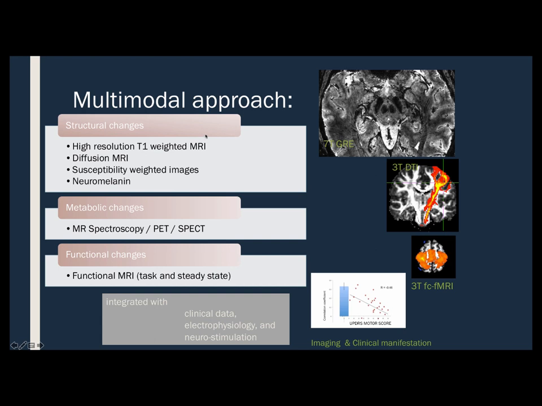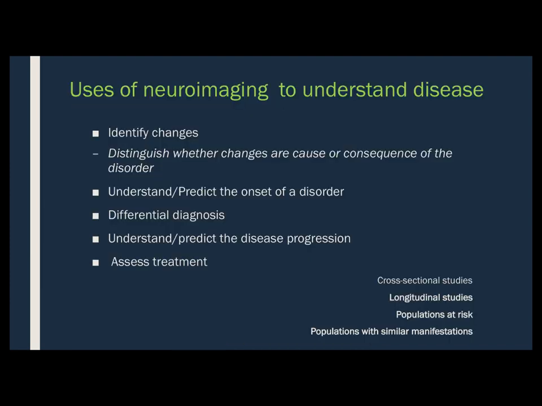And the question is, first, what changes between the populations, but also whether these changes are related with any of the clinical or electrophysiological measures that we can take from the patients, trying to understand what is the meaning of a change that we can see. So as I mentioned before, we can use imaging to try to understand what's going on in these diseases.